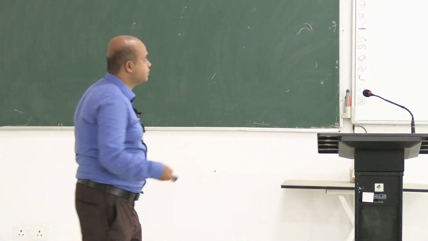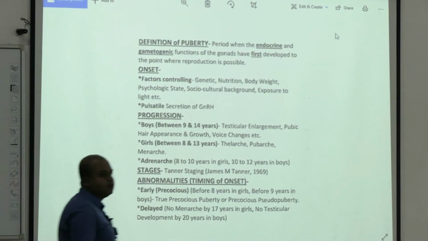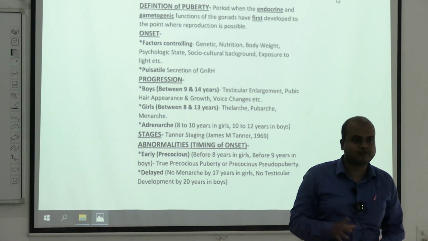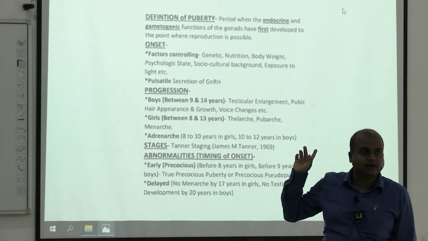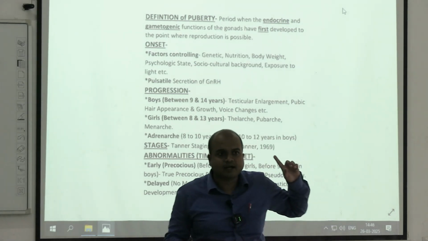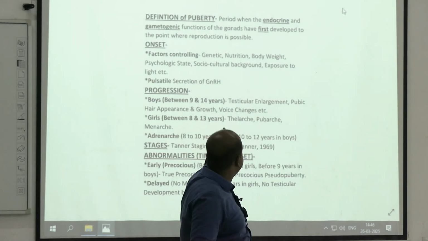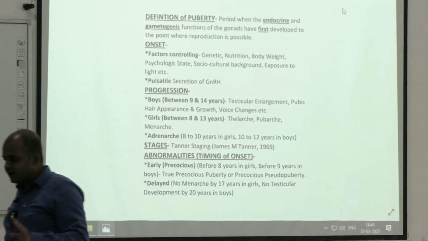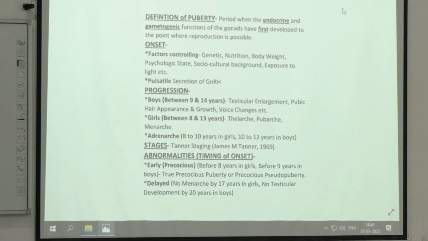So next, what is the definition of puberty? You can write this down if you want. This is the standard accepted definition: the period when endocrine and gametogenic functions of the gonads, I have underlined 3 words, are first developed to the point where reproduction is possible. Puberty is defined in various ways in different textbooks.